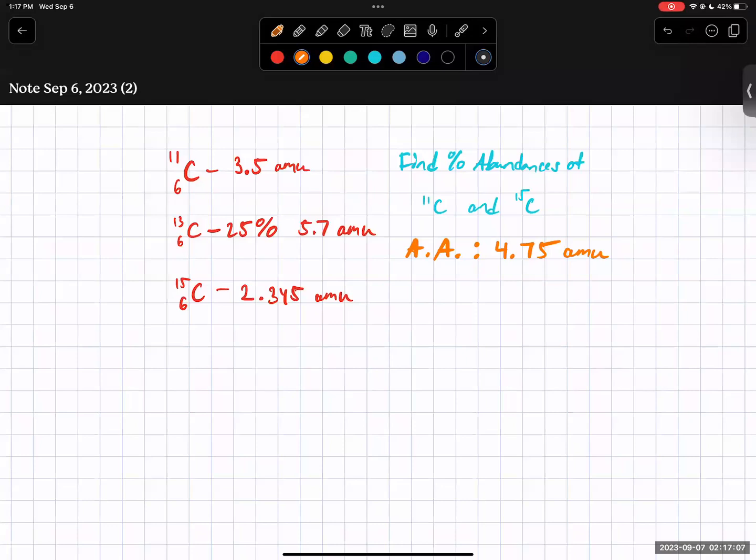and that's going to be the percent abundance of the third one, carbon 15. And then in order to get the last thing, it's just, if you know y, that's even this.